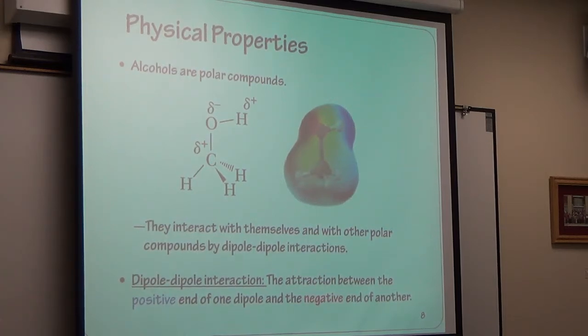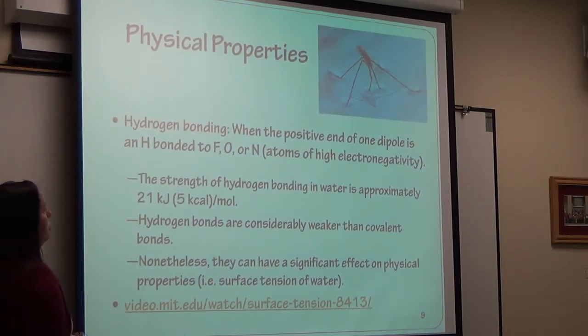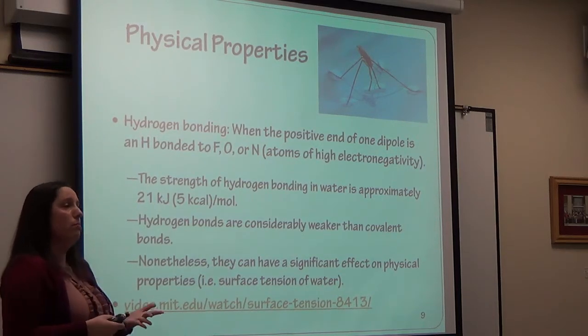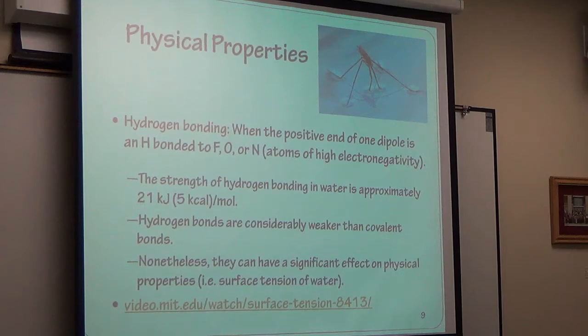The dipole has a positive end and a negative end. So that makes a big difference as to how alcohols interact. Because they're polar, they can undergo a few things. One of them is hydrogen bonding. So not only is it polar, but it's polar containing N, O, or F. That's how you get hydrogen bonding.